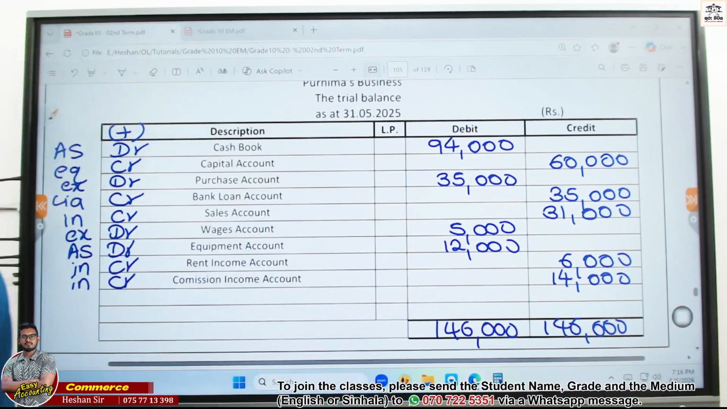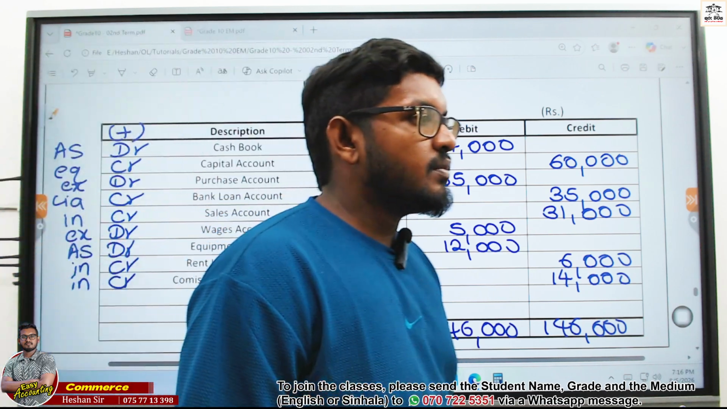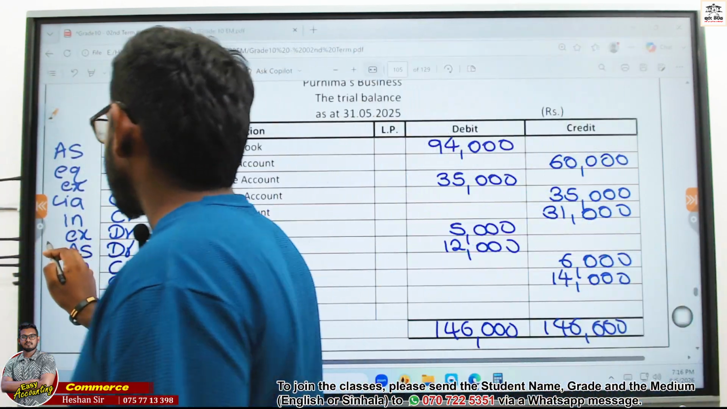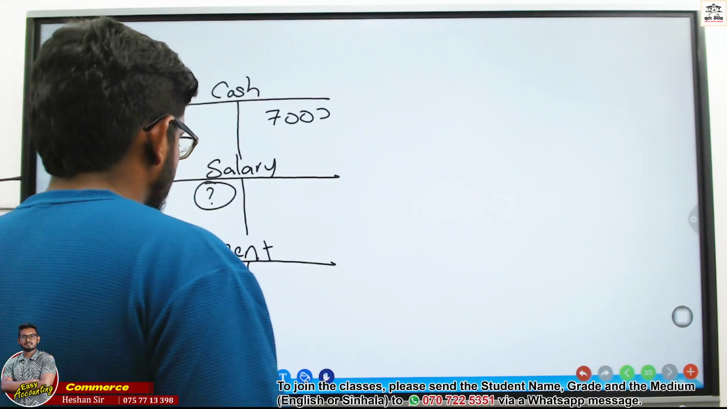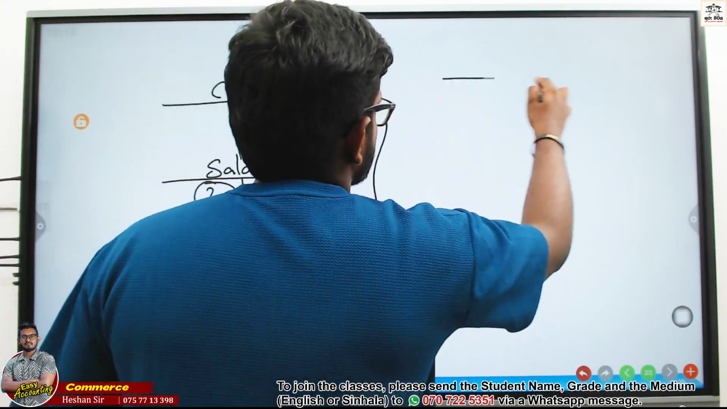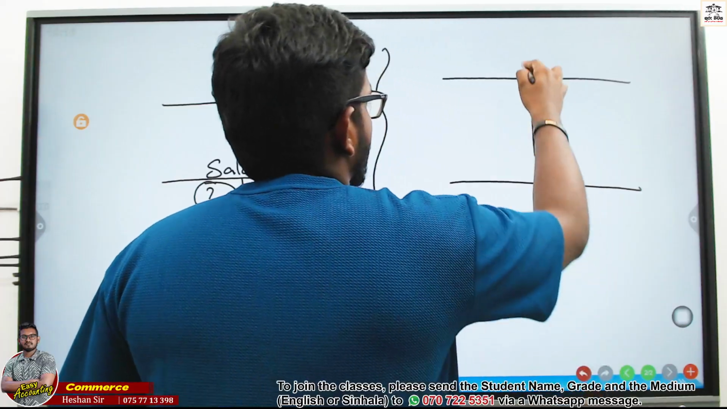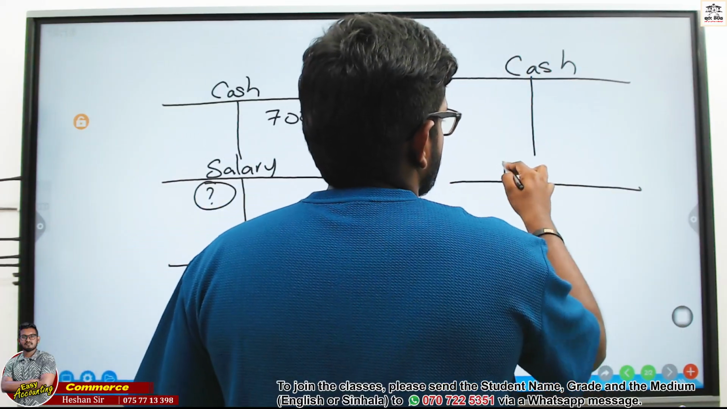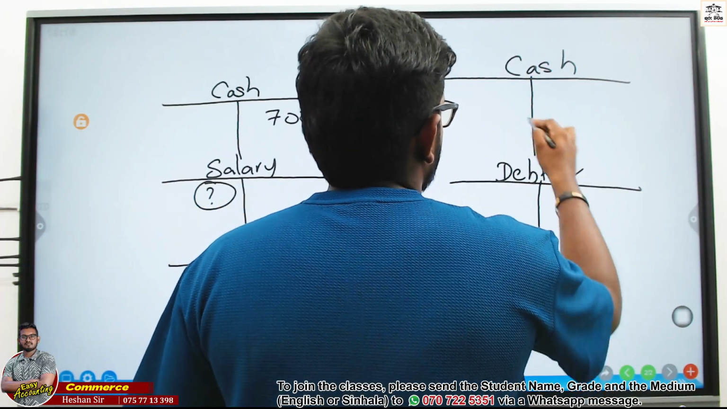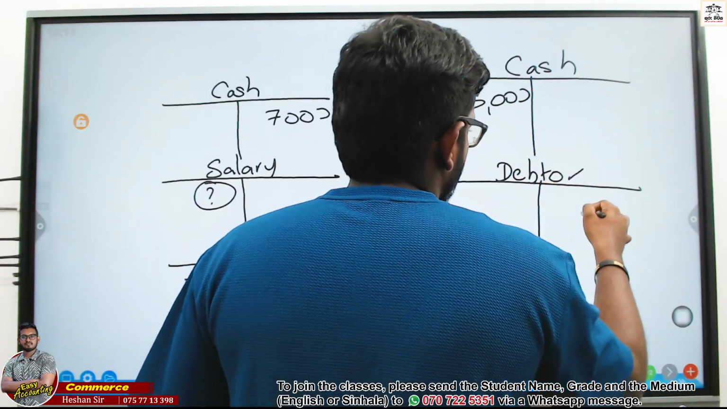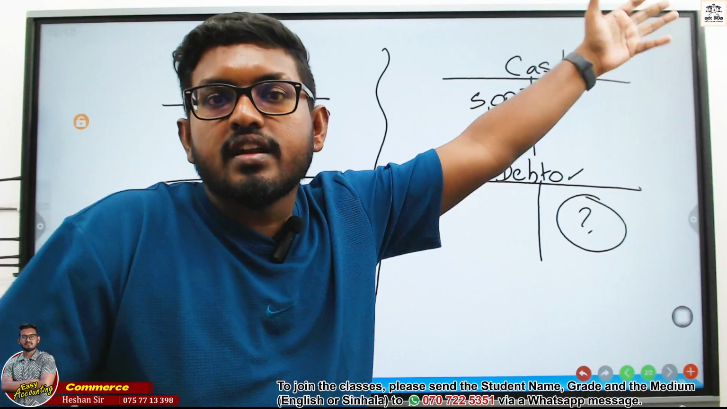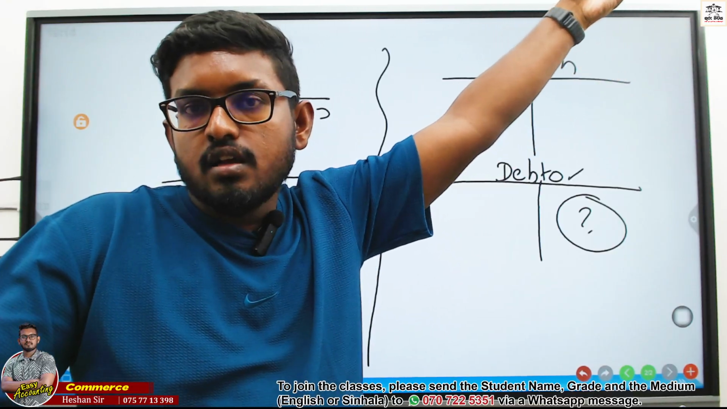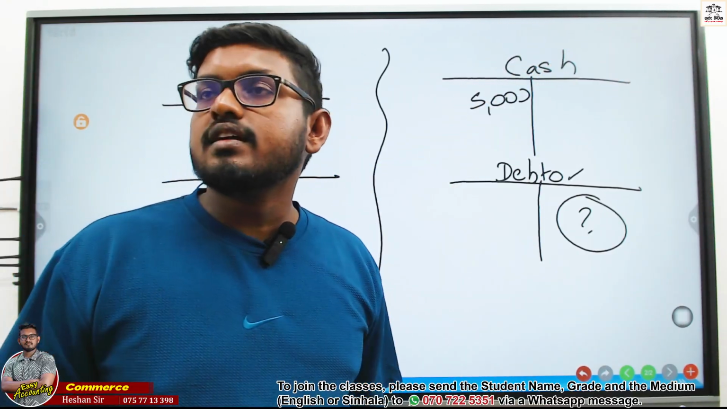I got a question. What if by any chance the trial balance doesn't tally? The trial balance doesn't tally if there are errors. For example, you receive cash from debtors, 5,000. So cash book debit 5,000. You miss recording the credit entry in the debtors account. There is only one entry, so the trial balance does not tally.